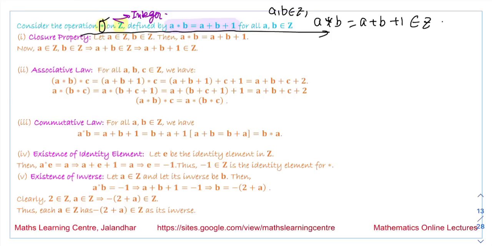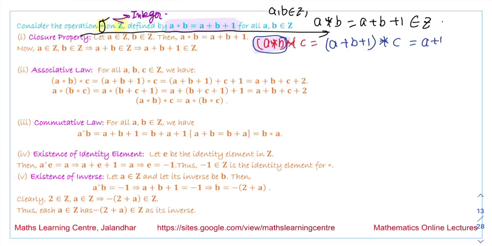Next we are talking about the associative law. So for associative law, we are considering (A star B) star C, so that will be equal to, first we are solving this value A star B. When we apply the formula on this term, the answer we obtain is (A plus B plus 1) star C.